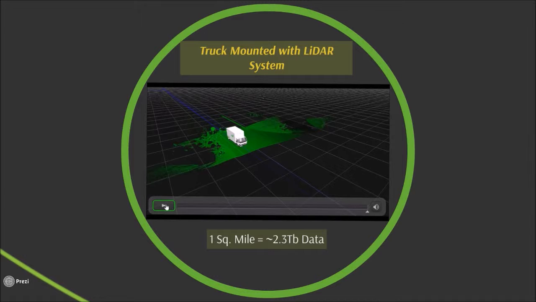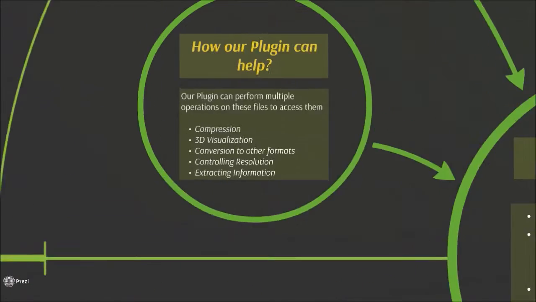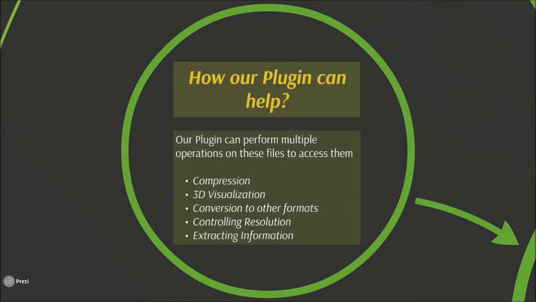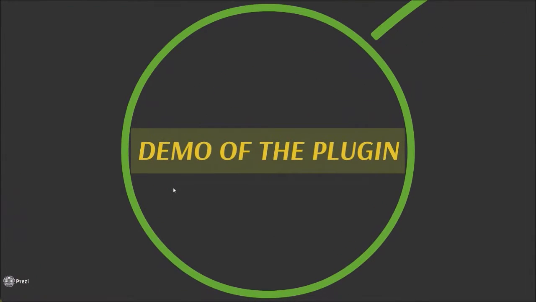Now in order to access this very important resource, we need to compress this data so that we can access these LiDAR files. So now here our plugin comes into the picture. These are the following operations that our plugin can perform. For example, first of all, the compression, 3D visualization, conversion to other formats, controlling the resolution and extracting the information. Now we'll show you the demo of our plugin.